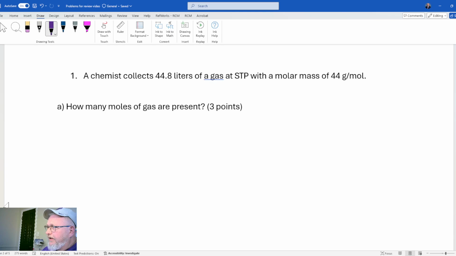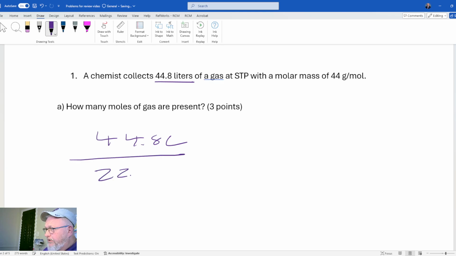Let's see. I've got a chemist who collects 44.8 liters of a gas at STP with a molar mass of 44 grams. First question, how many moles of gas are present? Well, I've got a sample volume right there, 44.8 liters. That would be my big V. Then I'm going to divide by the molar volume, 22.4 liters per mole. I can do that pretty much in my head. So that's 2 moles of gas.